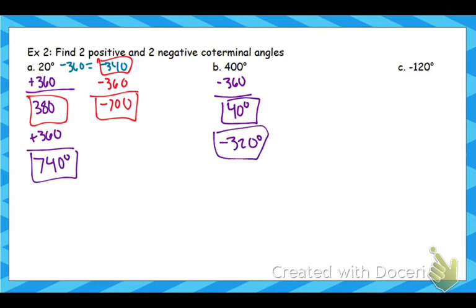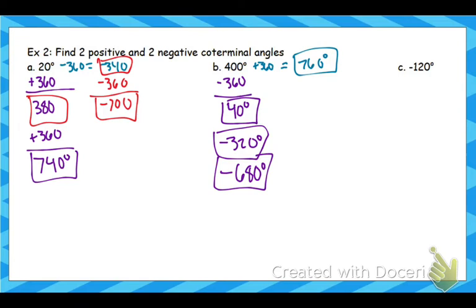I could subtract 360 again and get negative 680. I could also take 360 and add it to the original. So these are not the only answers. It just says to find 2. So we could add 360 as many times as we want to, and it's still going to end in the same place.